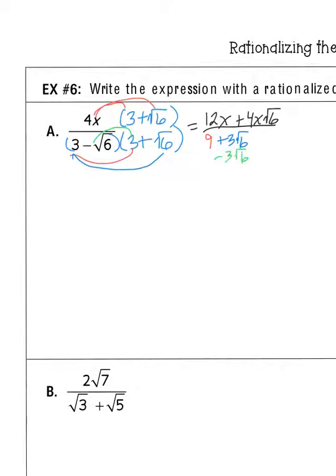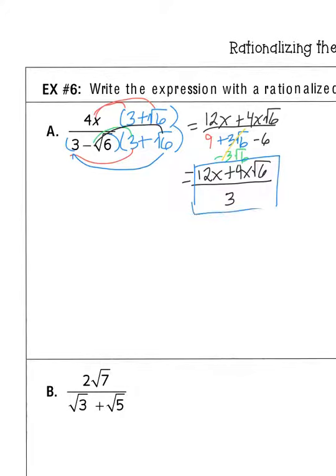And then finally, negative rad 6 times rad 6 is a negative 6. So remember that the positive 3 rad 6 and negative 3 rad 6 cancel out, and you end up with 9 minus 6, which we get 12x plus 4x radical 6, all divided by 9 minus 6, which is 3. So we no longer have a radical in the denominator. So this is our final answer.